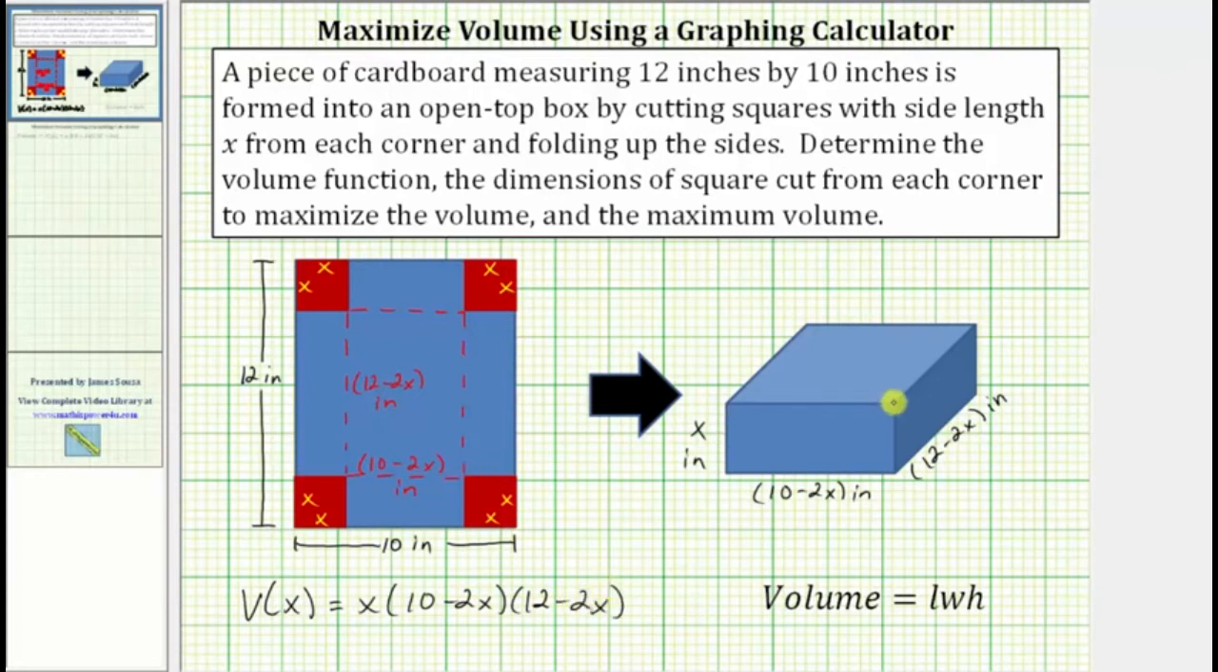Before we go to the next slide though, let's also talk about the domain of this volume function. We know we have to cut a square from each corner of the original 12-inch by 10-inch piece of cardboard, and therefore x has to be greater than 0. But also notice how if x is 5, this length would be 0 inches, which would not give us an open top box, which means x must be greater than 0 and less than 5. Using interval notation, we'd have an open parenthesis 0, comma 5, close parenthesis. This is important when we take a look at the graph of the volume function.